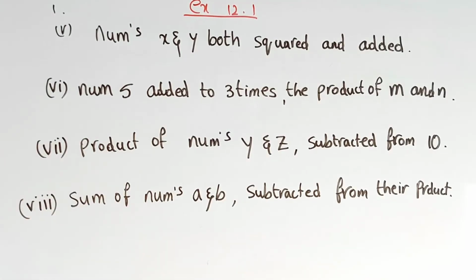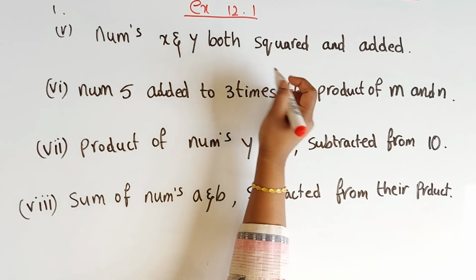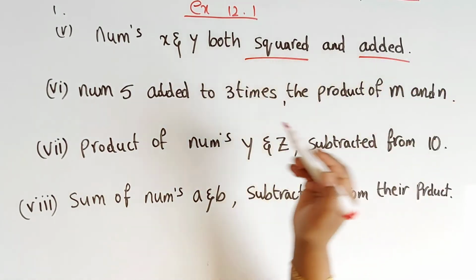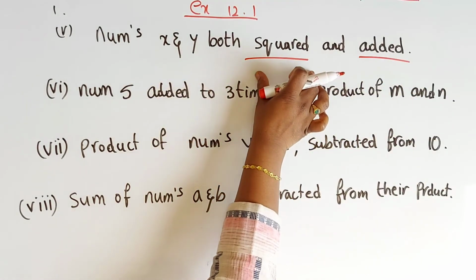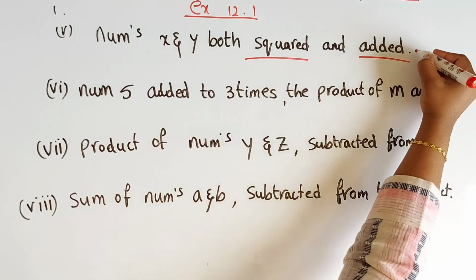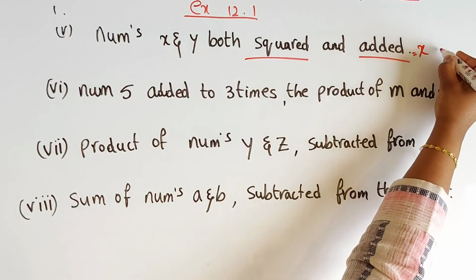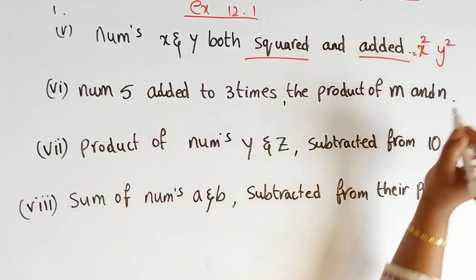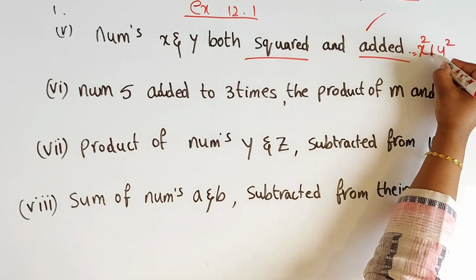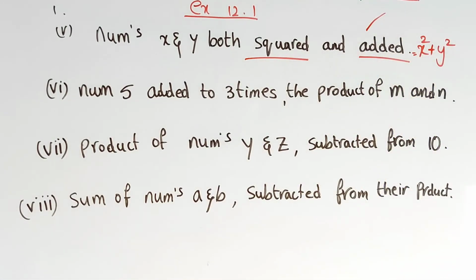Fifth one children, numbers x and y both squared and added. x and y squared, both squared. That means x square, y square. Added means addition, plus. x square plus y square.